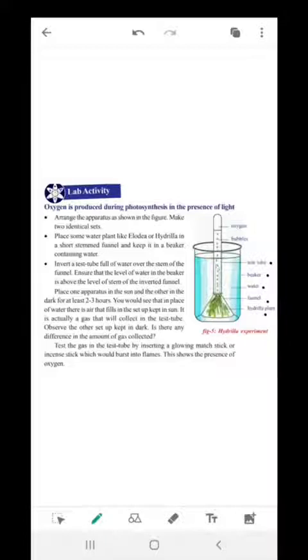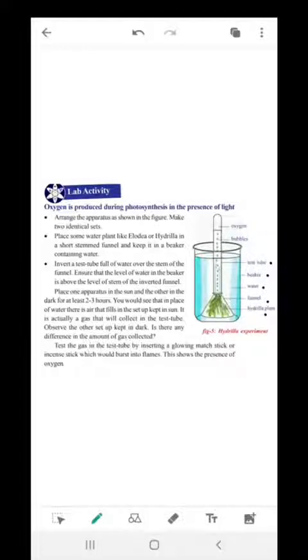Here the aim of the experiment is to show that oxygen is produced during photosynthesis in the presence of sunlight. The apparatus required here is test tube, beaker, water, funnel, Hydrilla plant. I am repeating, test tube, beaker, water, funnel, Hydrilla plant. Coming to the procedure, arrange the apparatus as shown in the figure.